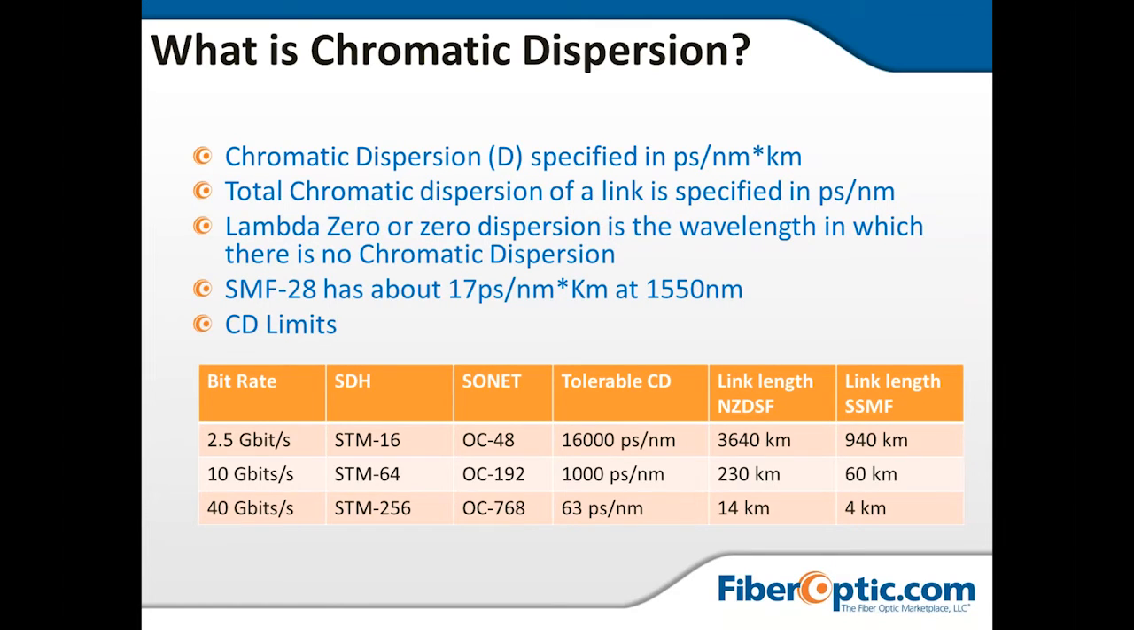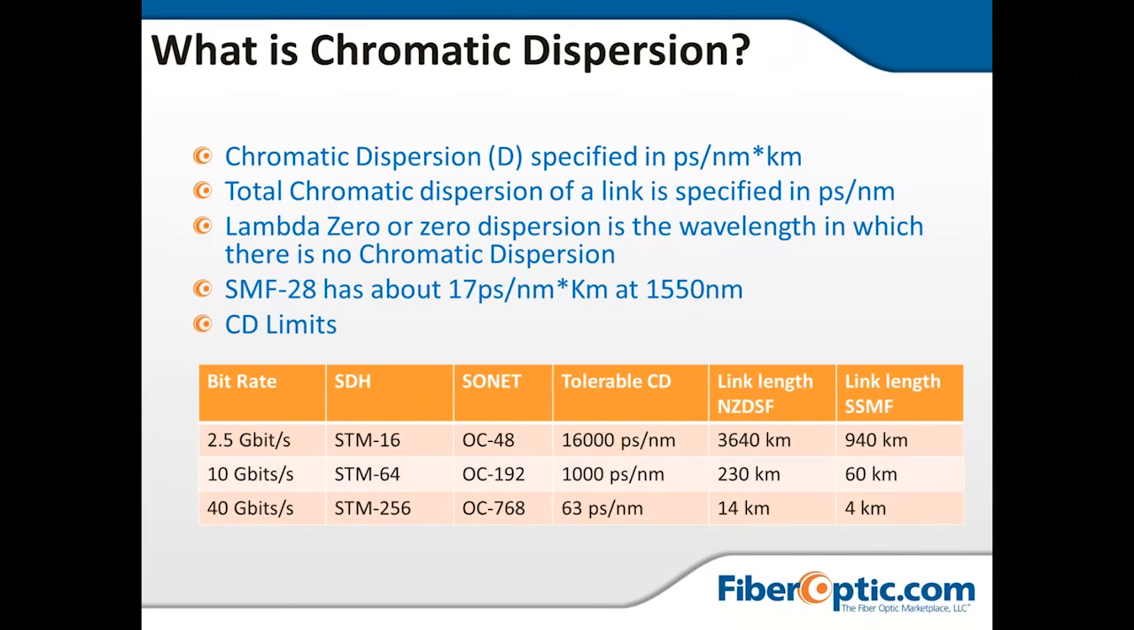10 gigabits, we can have up to 1,000 picoseconds. Okay? That means we can go 60 kilometers on standard single mode fiber. With NZDS, we can go as much as 230 kilometers.